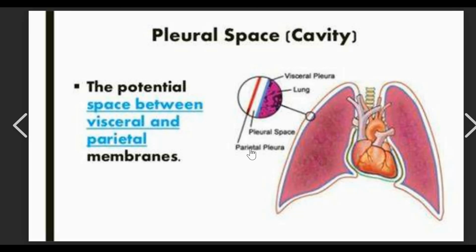It is made up of outer parietal and inner visceral. So the space between these 2 pleural membranes is called pleural space. There is small amount of fluid in pleural space called pleural fluid. This fluid acts as a lubricant as these 2 membranes, outer parietal and inner visceral, glide during inspiration and expiration.